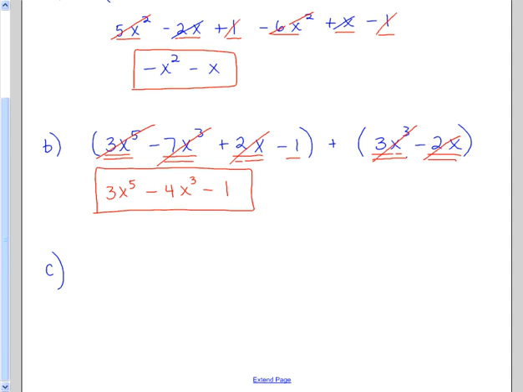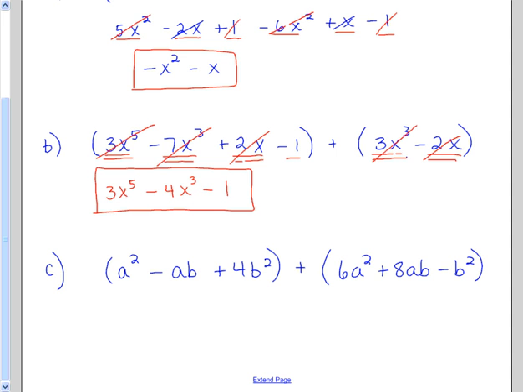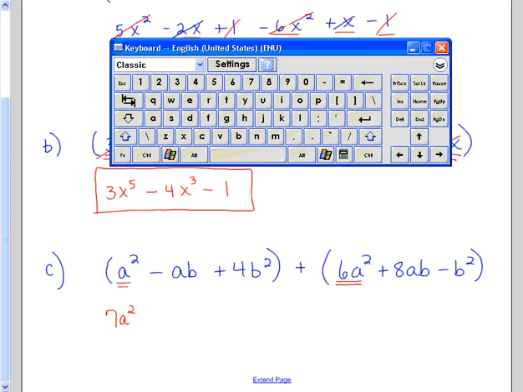Okay, let's say we have a squared minus ab plus 4b squared plus 6a squared plus 8ab minus b squared. Again, we're adding, so we want to look at what terms we can combine. I would begin with the a squared. In the other polynomial, I have a positive 6a squared. Both positive means I'm going to add, keep the variable. So 7a squared.